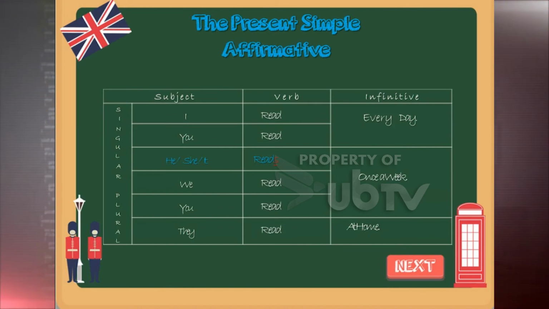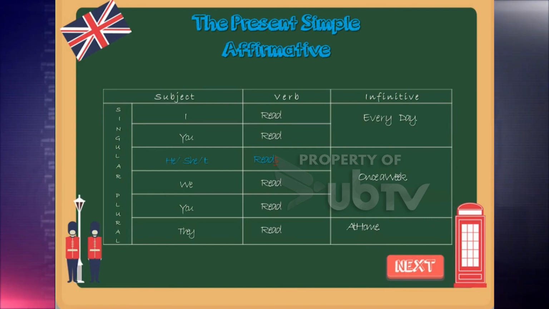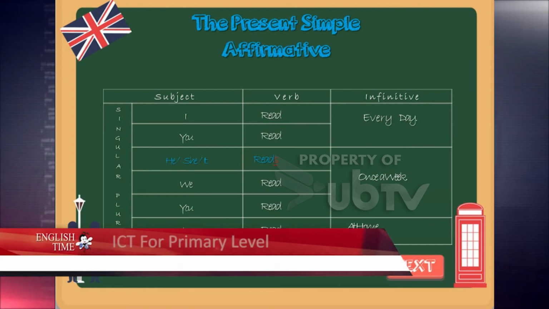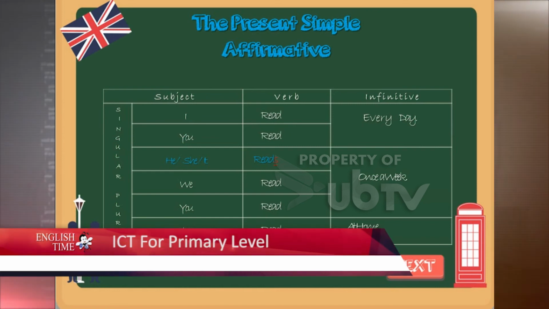It's the simple present, present simple affirmative. That is the formula. I think the creator should bold the sentence. Maybe you can. I cannot read it at all. You can click next, maybe.